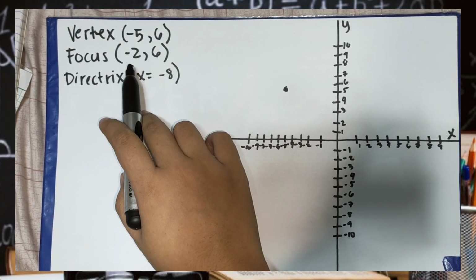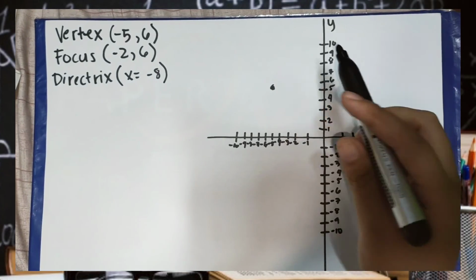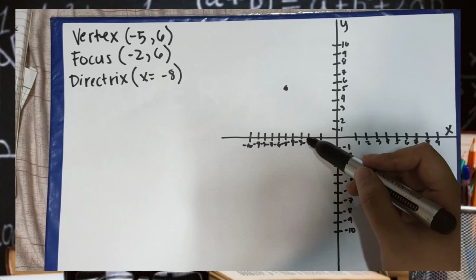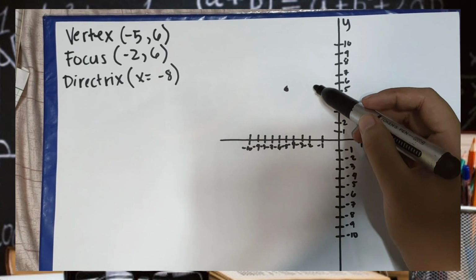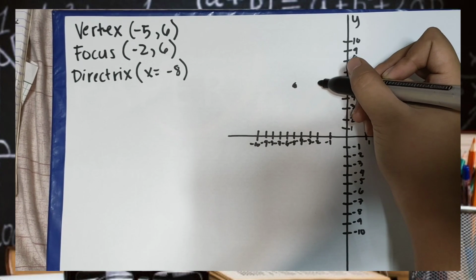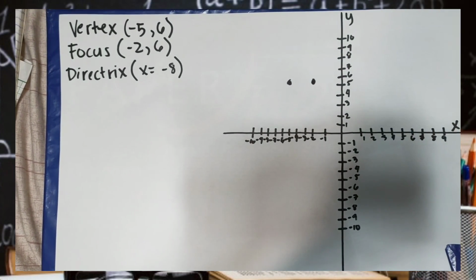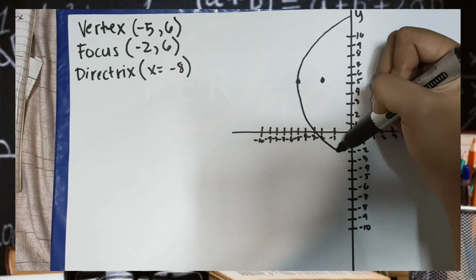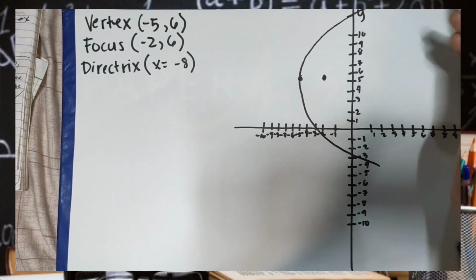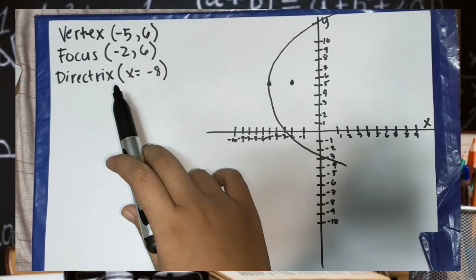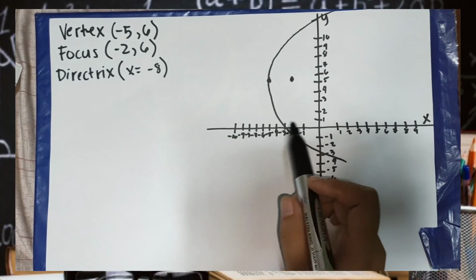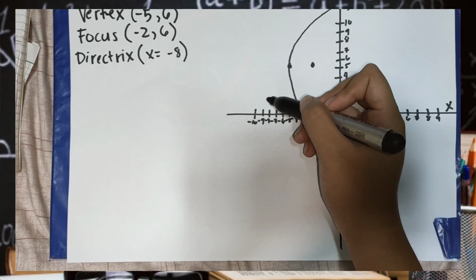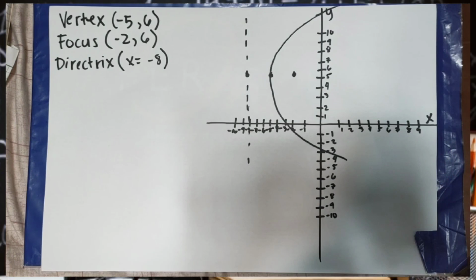Next is our focus. Our focus is negative 2 and positive 6. The negative 2 is on the x-axis while the 6 is on the y-axis. The next is the directrix. The directrix is on the x-axis, and that is negative 8. So, this is now our graph.